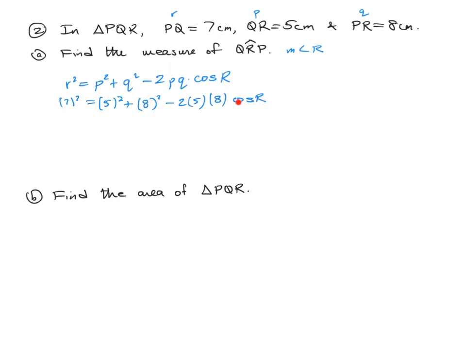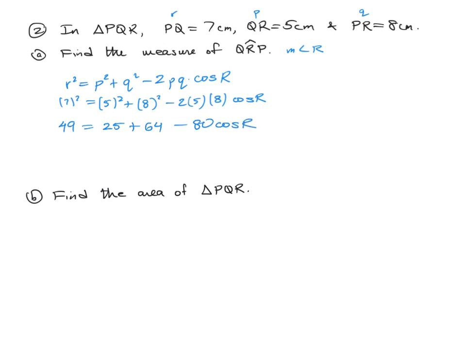Now I need to isolate cosine of r. Remember, I can't do 5 squared plus 8 squared minus 2 times 5 times 8, because this is a cosine r term, and these are not. So they're not like terms, but I can calculate these two first. And of course I can do 7 squared as well. So that's 49 equals 25 plus 64, and I'm going to do 2 times 5 times 8 anyway, minus 80 cosine r.